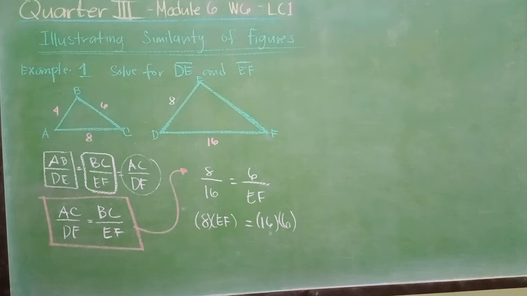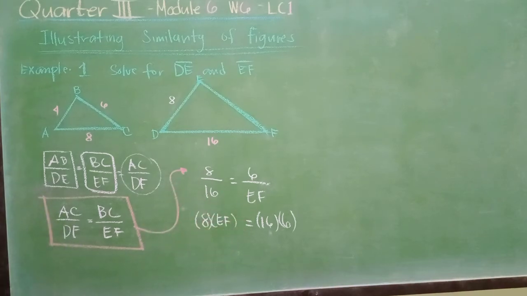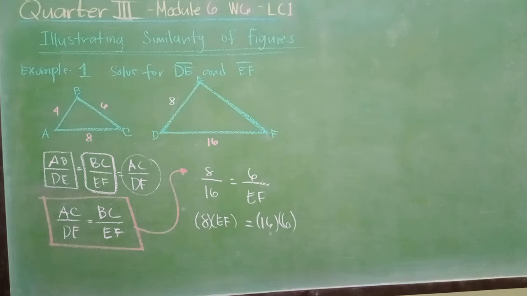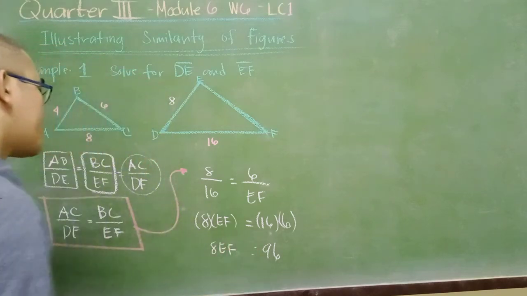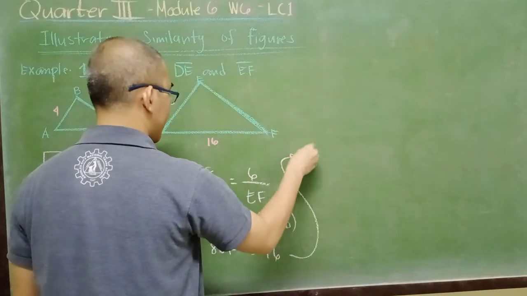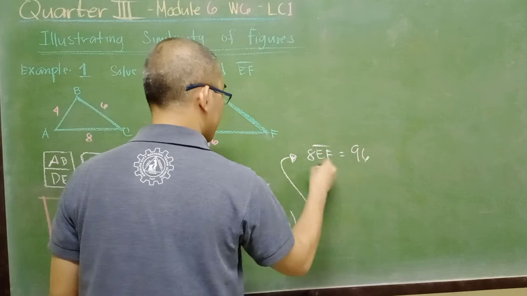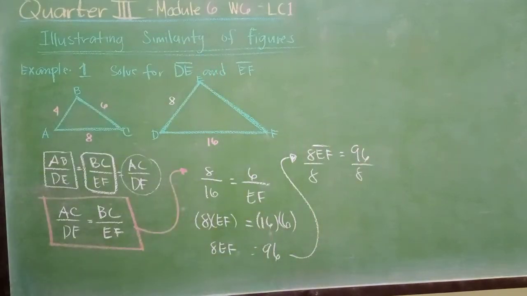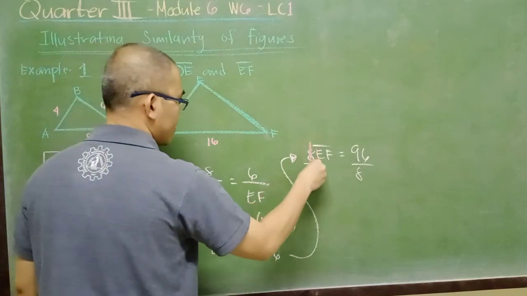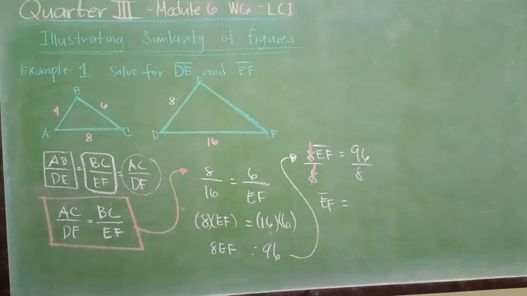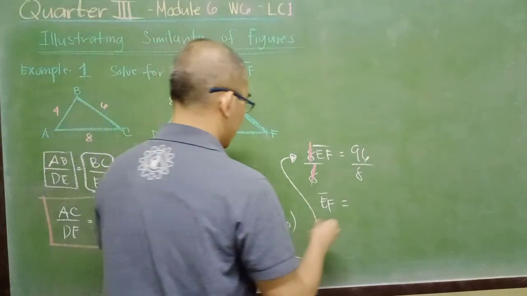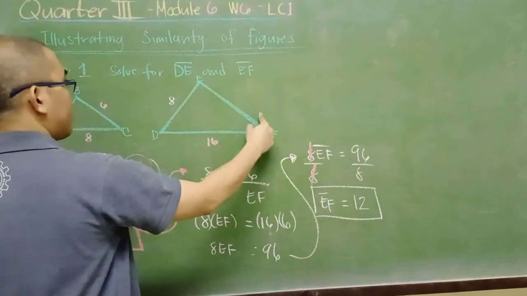Next. So, anong makukuha natin na value kapag minultiply natin yung 16 sa 6? So, 16 times 6, that will give us 96. 8 times EF, that is 8 EF. Then, divide both sides by 8. So, yung 8 na kasama ng EF will be cancelled out. So, ang matitira na lang dito is EF. Then, 96 divided by 8, that will give us 12. So, yung EF natin will be 12.